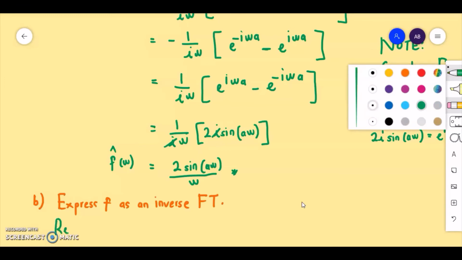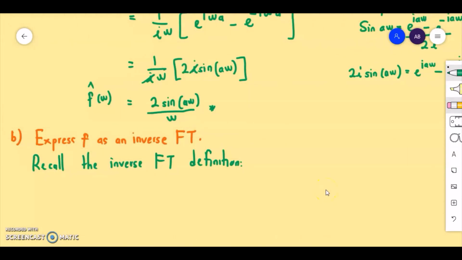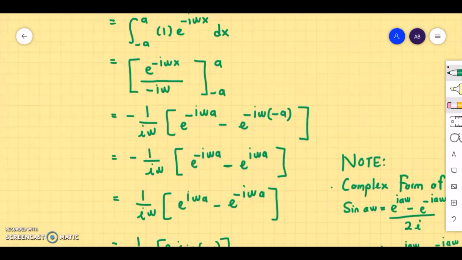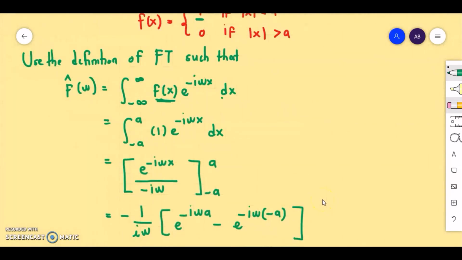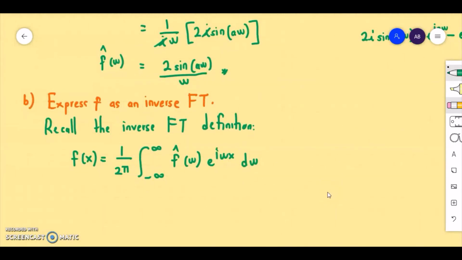Okay, to do that, recall the inverse Fourier transform definition that we had looked into just now. So the inverse Fourier transform is given by f(x) equals 1 over 2 pi, integrate from minus infinity to infinity f hat omega e^(i omega x) d omega. Okay, look at the difference between the Fourier transform and the inverse. For the Fourier transform, you integrate with respect to dx, and there's the negative sign here. But for the inverse Fourier transform, you are integrating with respect to d omega, and there is no negative here.